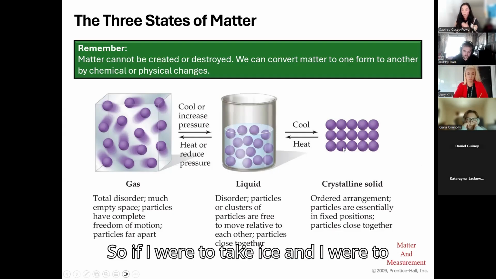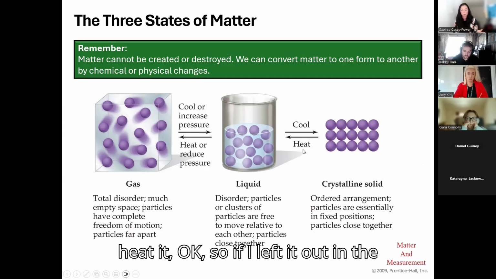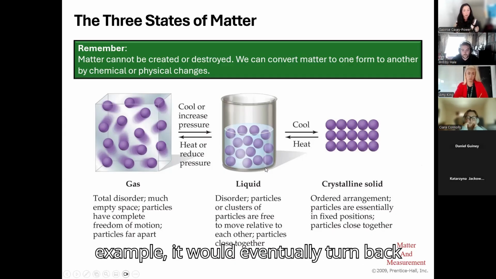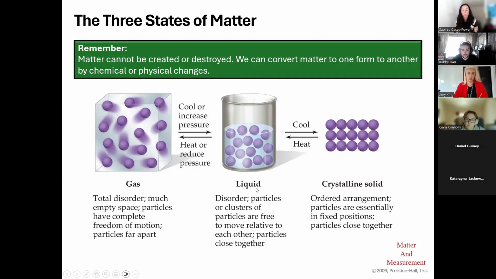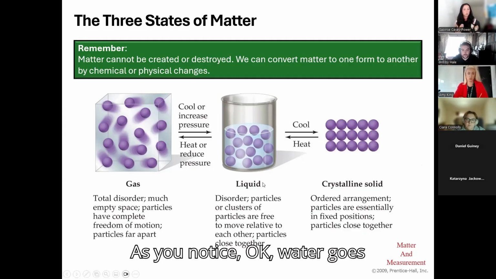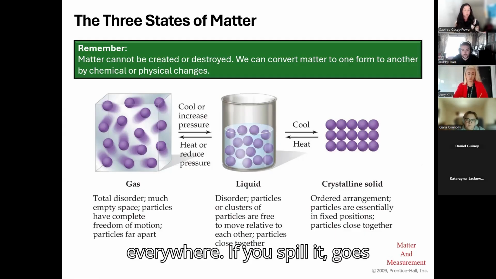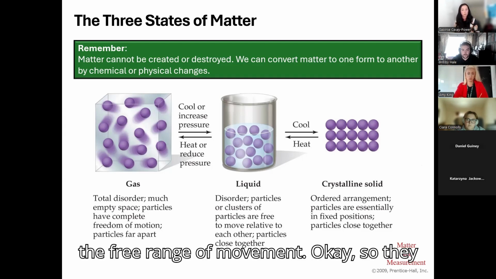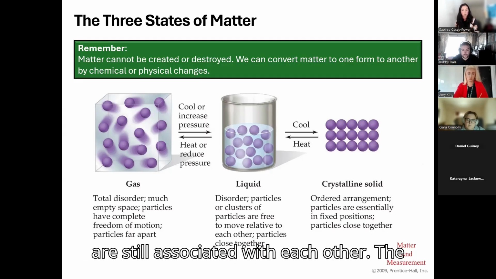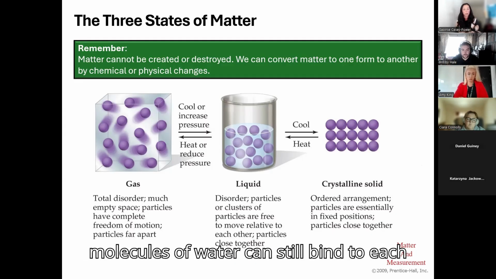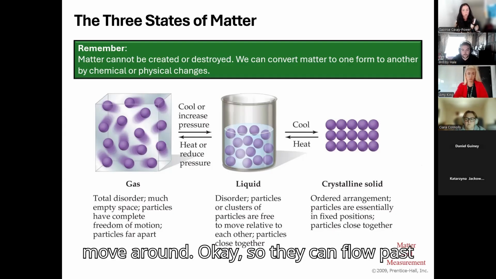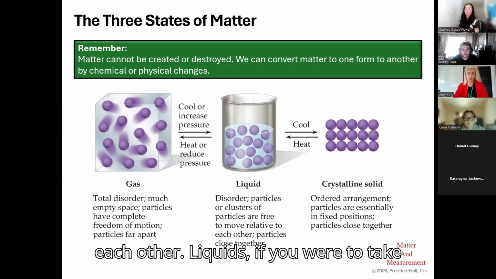So if I were to take ice and heat it, if I left it out on the counter or near a radiator, for example, it would eventually turn back into liquid. So we would have water. As you notice, if you spill water, it goes everywhere because the particles now have free range of movement. They are still associated with each other. The molecules of water can still bind to each other, but they have a lot more room to move around. So they can flow past each other.